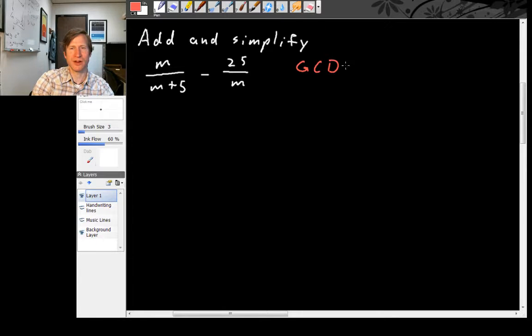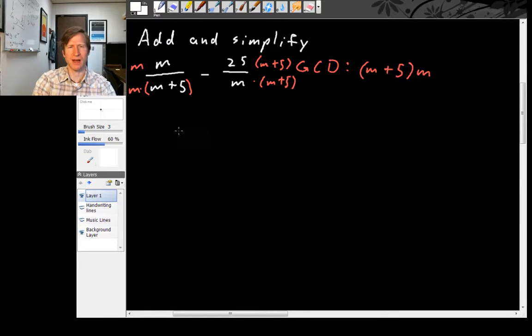So the greatest common denominator for m plus 5 and m, since these are both prime, is just going to be m plus 5 times m. So that's our goal for our denominator, m plus 5 times m. For this first part, m over m plus 5, we're missing the times m part. So we'll multiply the numerator and denominator of this rational expression by m. And for this right-hand piece, in the denominator, what we're missing is the m plus 5, so we'll multiply the numerator and denominator here by m plus 5.